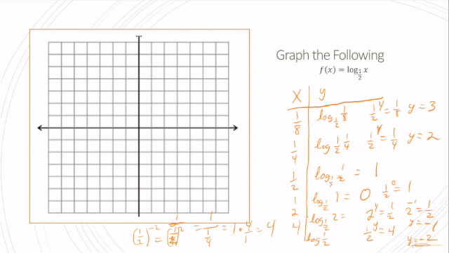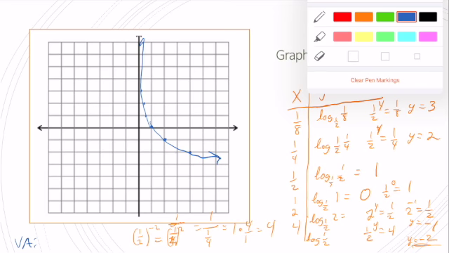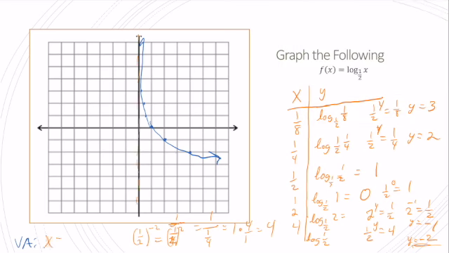Let's go ahead and plot a few of these points. When x is 1/8, so really tiny, y is 3. When x is 1/4, y is 2. When x is 1/2, y is 1. And when x is 1, y is 0. And then I go into the negatives. When x is 2, y is -1. When x is 4, y is -2. So here's my function right here. Again, I have a vertical asymptote right here at x equals 0.